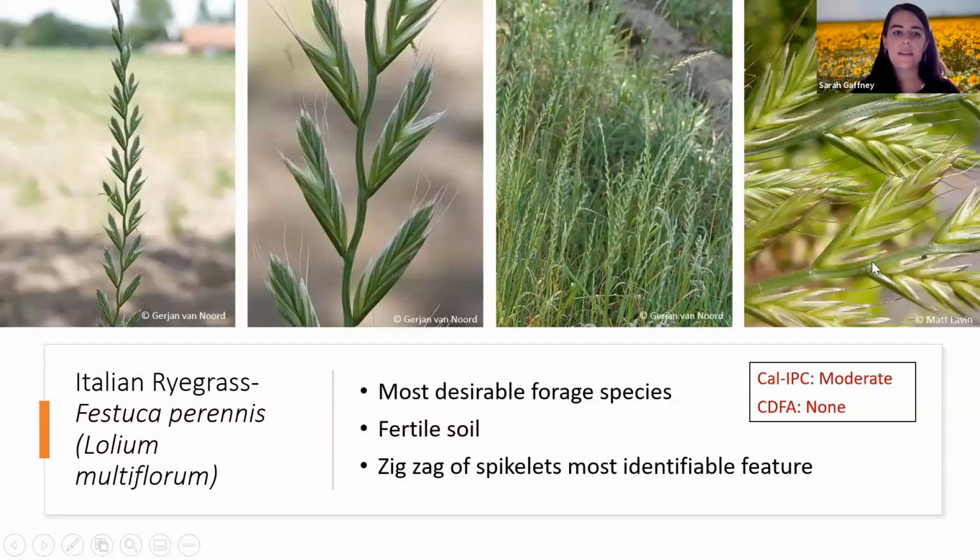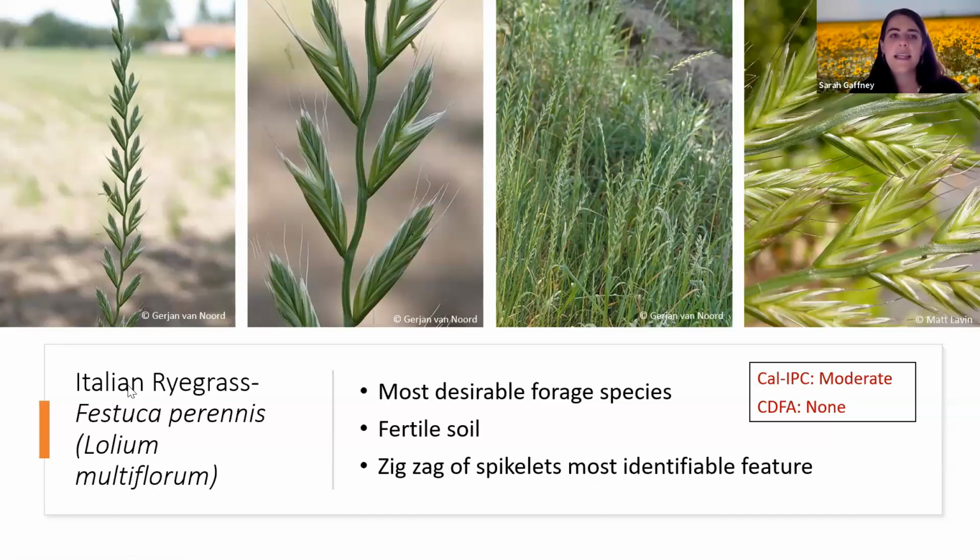And so the last of the species I'll talk about that is considered desirable is Italian ryegrass, Festuca perennis, which was known as Lolium multiflorum. It's considered the most desirable forage species, and it's found all over the world because of that. Except it really prefers fertile soil, so you might not find it in poor soil areas.